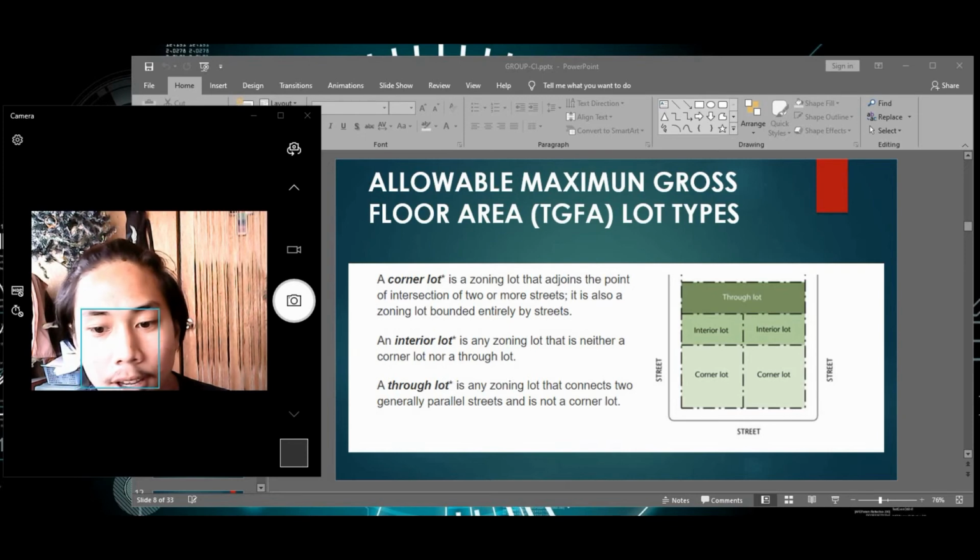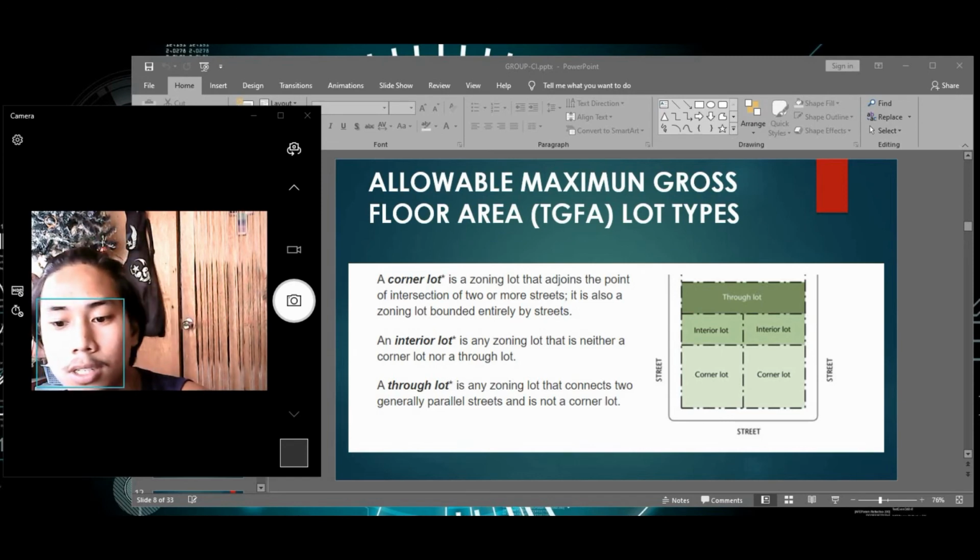So next, a through lot is any zoning lot that connects two generally parallel streets and is not a corner lot.